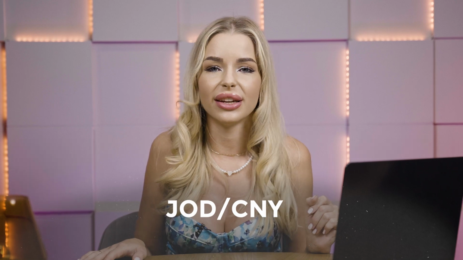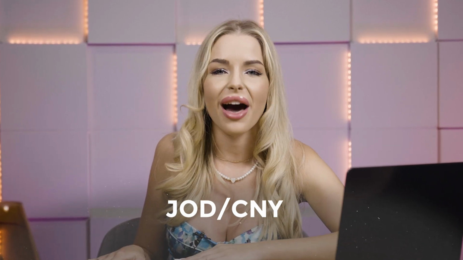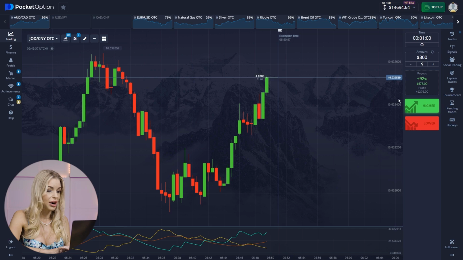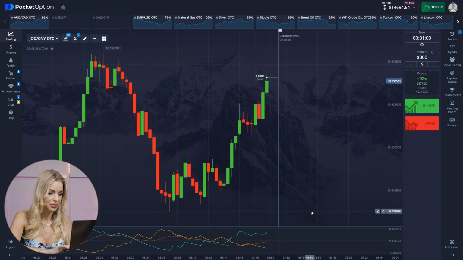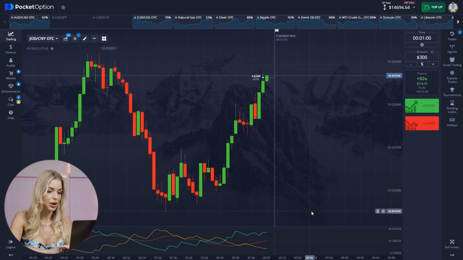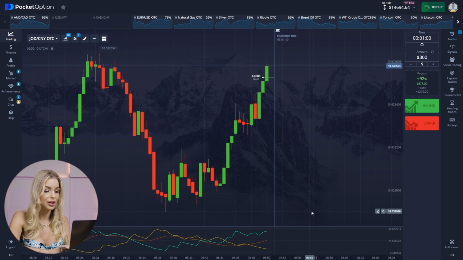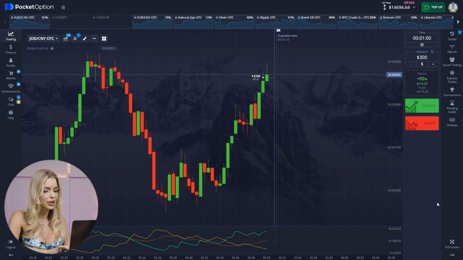Jordanian dinar Chinese yuan. That is a rather exotic pair. There is a clear uptrend here, and I plan to take advantage of it. The only problem is how quickly it will end. We are open to the upside. The price stalls and quickly goes up. The price is swinging a lot. And the shadows on the candle are growing. That looks rather risky. The price goes higher again.